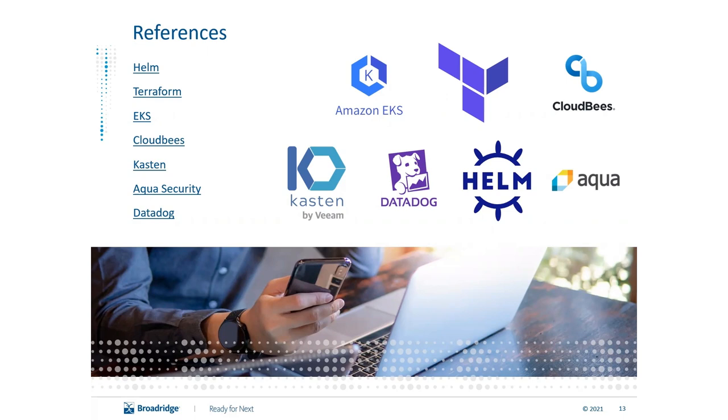CloudBees is what I talked about as far as CloudBees CI and CD, the two products that we're using for continuous integration and continuous delivery. Kasten was the backup project that I talked about. Aqua Security is what we use for container security, and Datadog is used for monitoring.